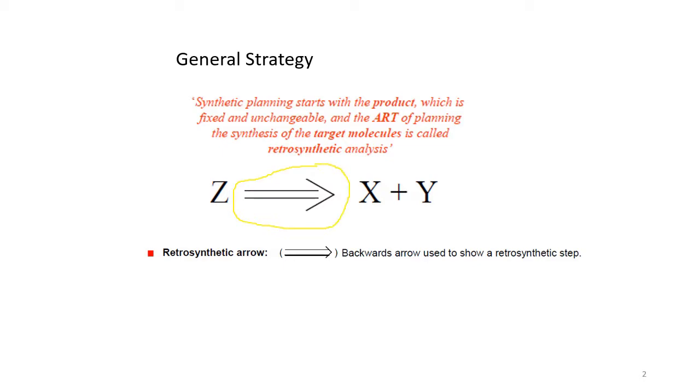This arrow is what we call the retrosynthetic arrow. This arrow also means "from". So in this case, if you look at the equation, Z from X plus Y, meaning product Z is made of X plus Y. And this retrosynthetic arrow means a backward arrow used to show a retrosynthetic step.